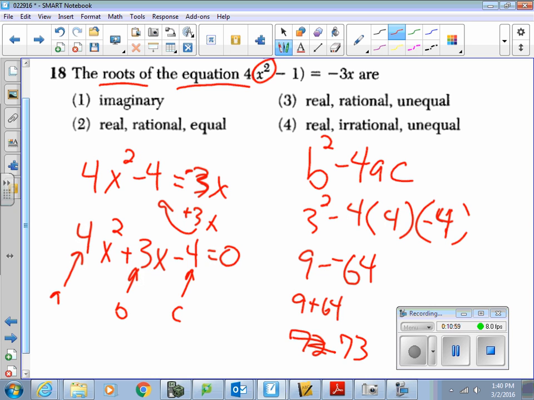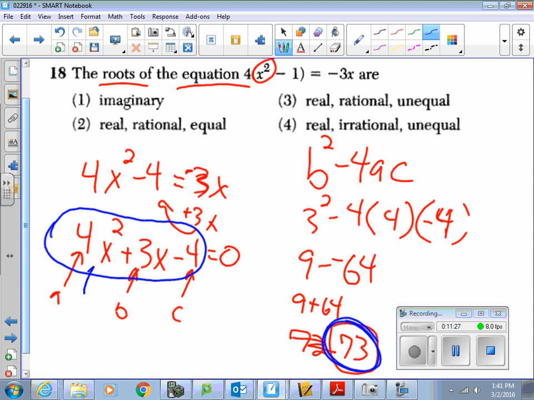73. Okay, so that's our discriminant. That tells us a lot. I've talked to the class a lot. If this had been a perfect square, we would know this was factorable, but it's not. 73 is not a perfect square. So that tells us that this was not factorable.